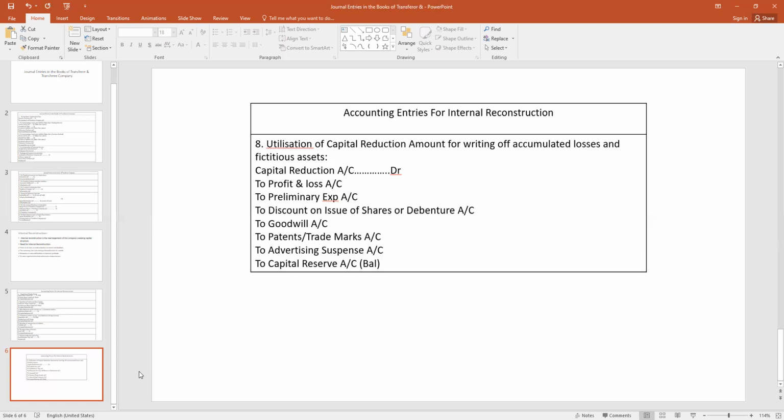So these are the entries we need to pass in internal reconstruction. Next class we will talk about external reconstruction.